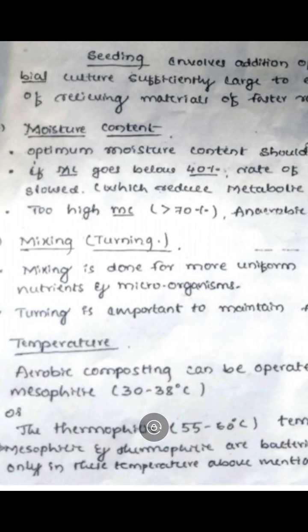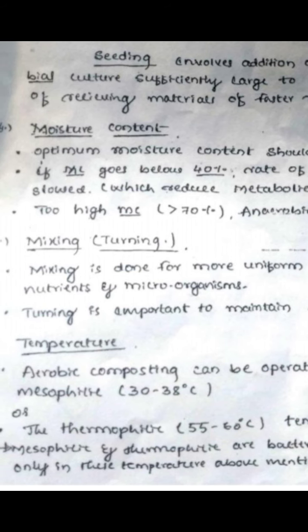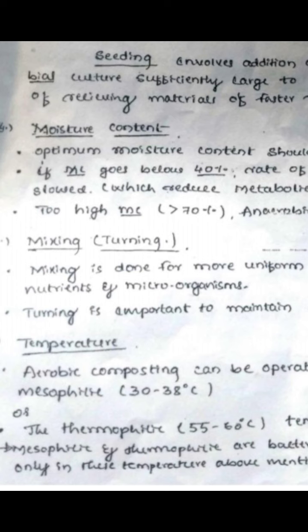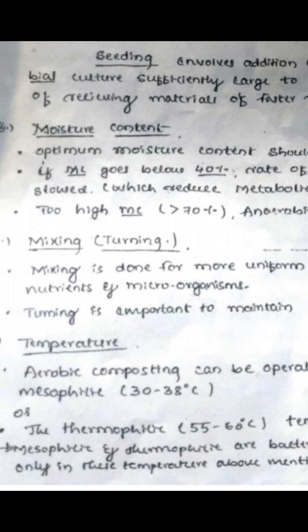This is the continuation of the aerobic composting, the continuous part from the previous video. The important design considerations for the aerobic composting process include moisture content. The optimum moisture content should be around 50 to 60 percent.